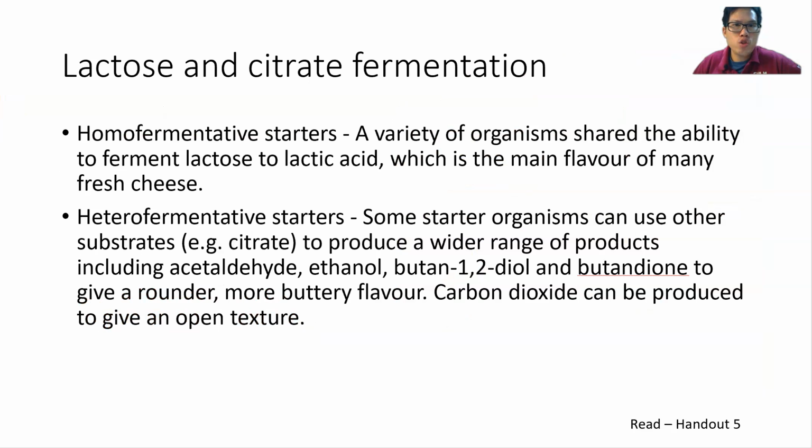So for lactose and citrate fermentations, these are the different types of starter bacteria. There are two types of starters. One we call the homofermentative starter, and the other is called the heterofermentative starter. It can be bacteria or mold. A variety of organisms in the homofermentative starter share the ability to ferment lactose to lactic acid. For homofermentative, the end product will be lactic acid, which is the main flavor of many cheeses.